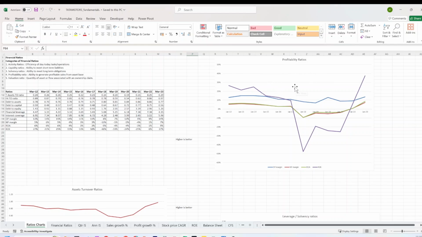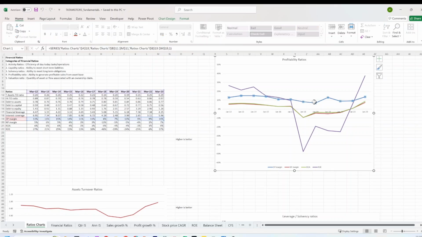So this is our profitability chart. In this chart, we can see the operating margin, the net profit margin, the return on assets and the ROE. This chart denotes the operating margin. Operating margin shows how much profit the company generates from its core operations before interest and taxes. This trend line is showing an uptrend, which is a positive sign.